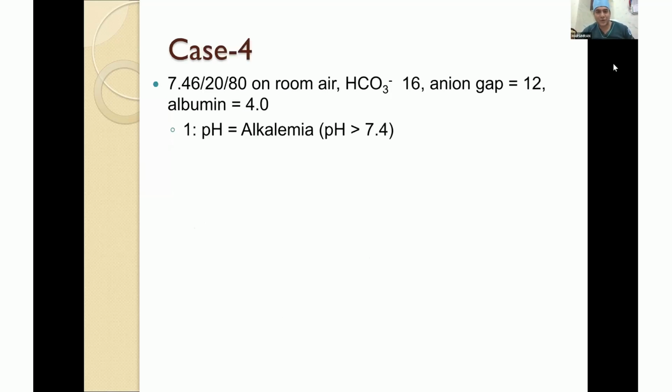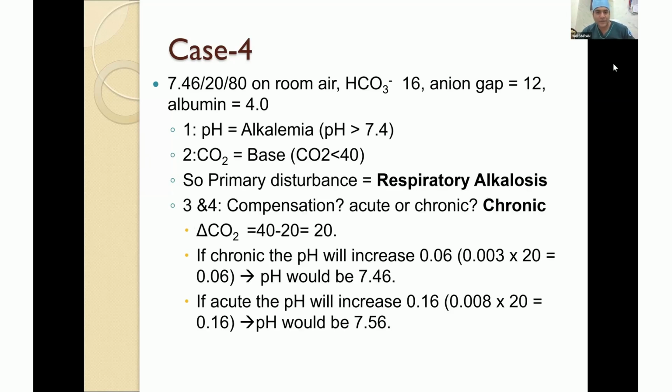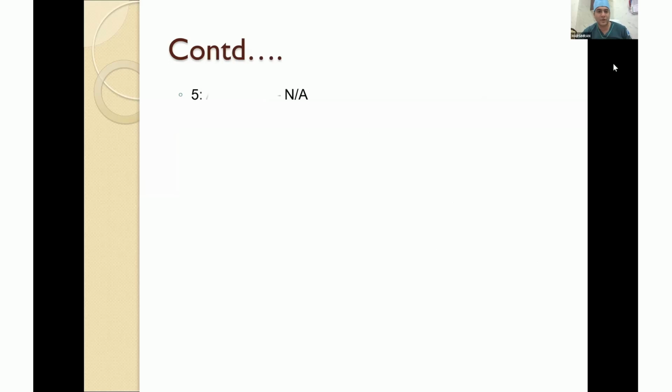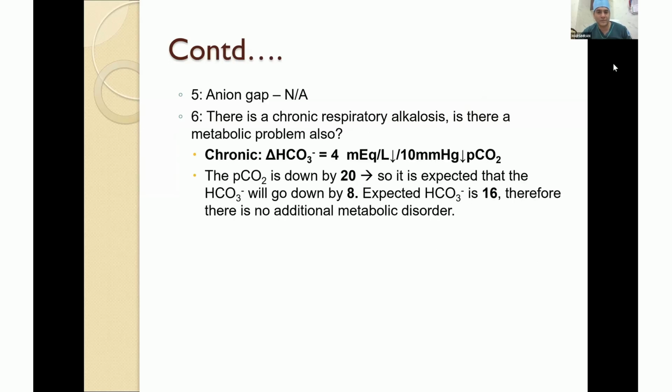Last, case 4, pH 7.46, bicarbonate 16, then PCO2 20, PO2 of 80. So again, pH is more than 7.4 and PCO2 is less than 40. So again, it is a case of both moving in opposite direction. It is a respiratory alkalosis. Just applying the formulas, you get to know about these values. If you apply the exact formulas, it is basically chronic respiratory alkalosis.